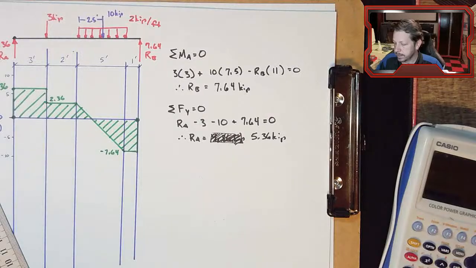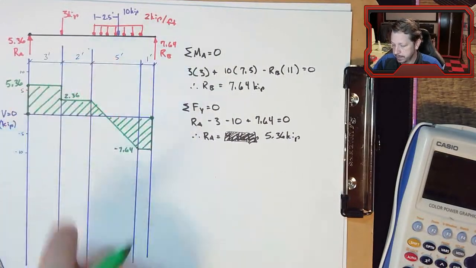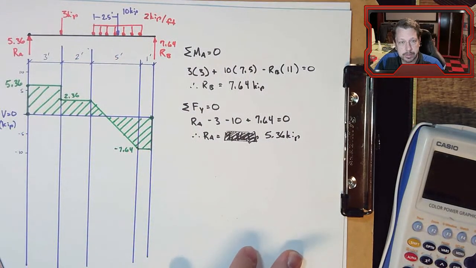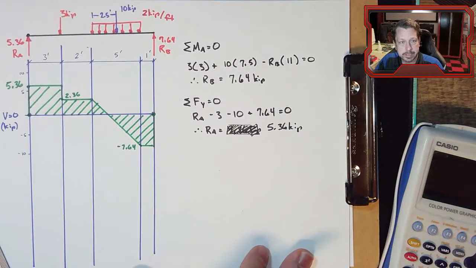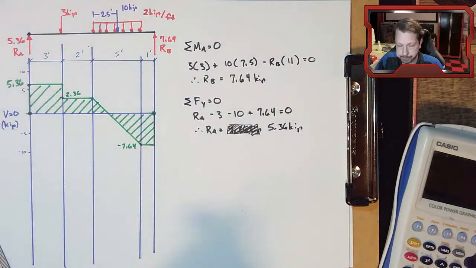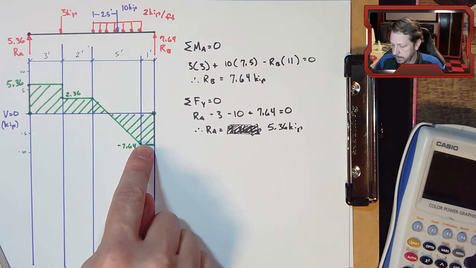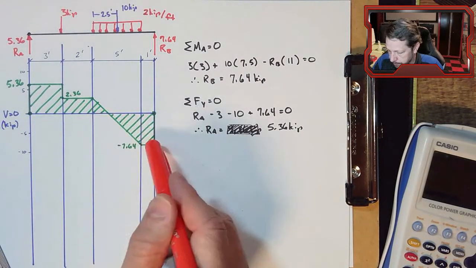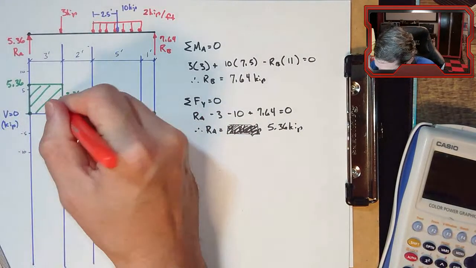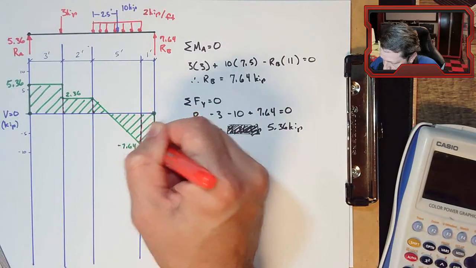Well, we'll leave it like that. All right. Now, sometimes you have concentrated moments on the beam that will affect the bending moment diagram. But if you don't, then the bending moment diagram is completely determined by integrating the shear diagram. To integrate it, you calculate the area, basically the area I've shaded in here, which is a bunch of rectangles and triangles. So there's a rectangle, there's a triangle, there's another triangle, and a rectangle.